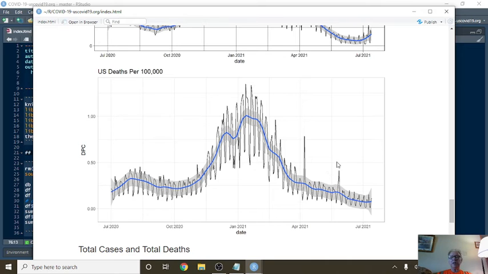You can see here that this line here says that for every 100,000 people, 1/2 of a person has died from COVID-19. This is 1/4 of a person. So currently, out of 100,000 people, only 1/4 of a person is dying.